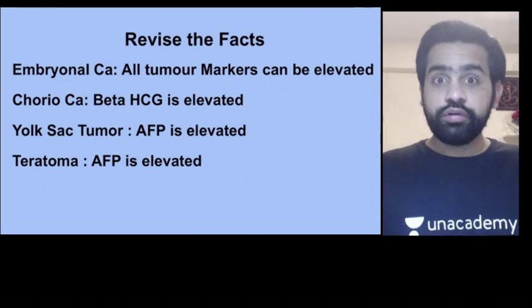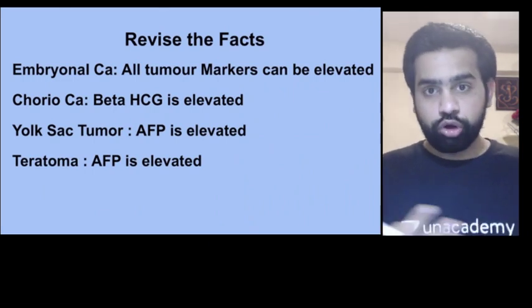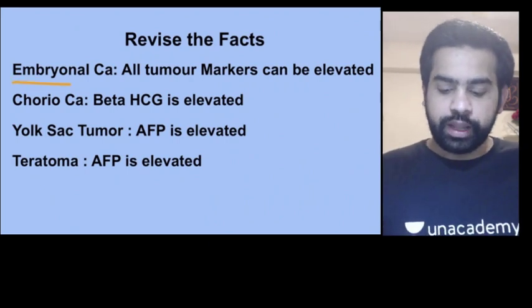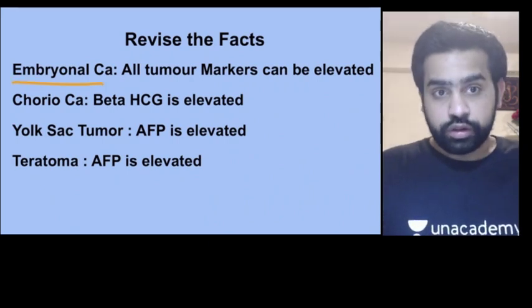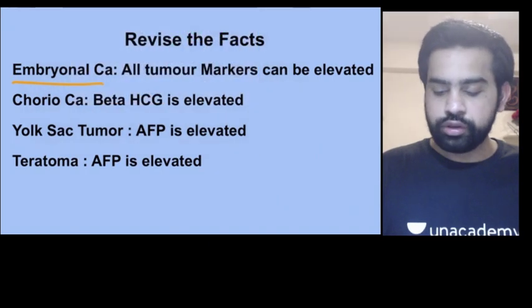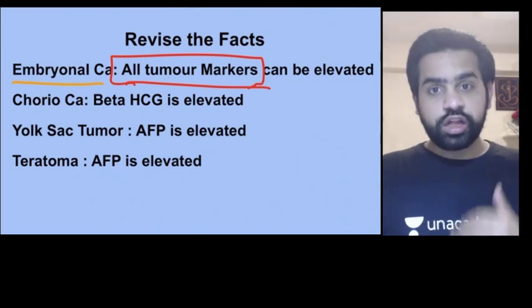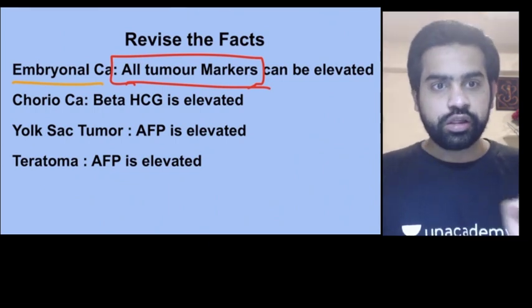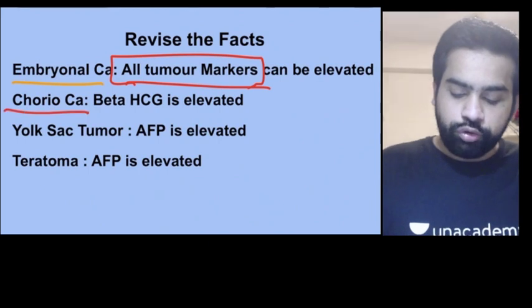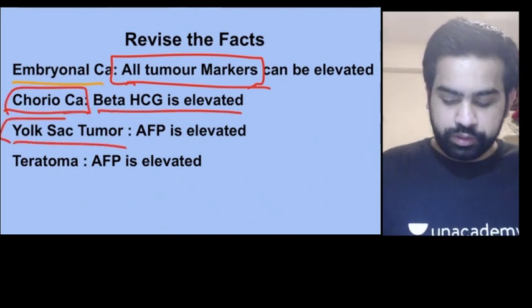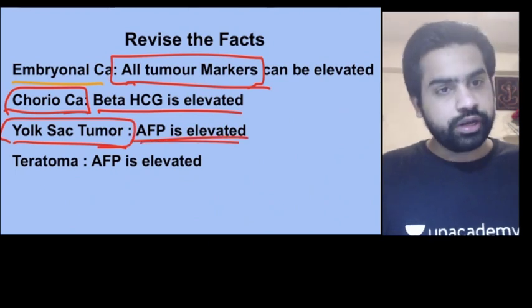Now, let us revise a couple more facts, because we have just talked about the seminoma. Let us also visit the other tumors. We have an embryonal carcinoma, in which all the tumor markers are elevated. So if somebody asks you which tumor of the testes has all the tumor markers elevated, the answer is embryonal carcinoma. Then in the choriocarcinoma, I just told you that beta HCG is elevated. In the yolk sac tumor, no brainer, alpha fetoprotein is elevated.